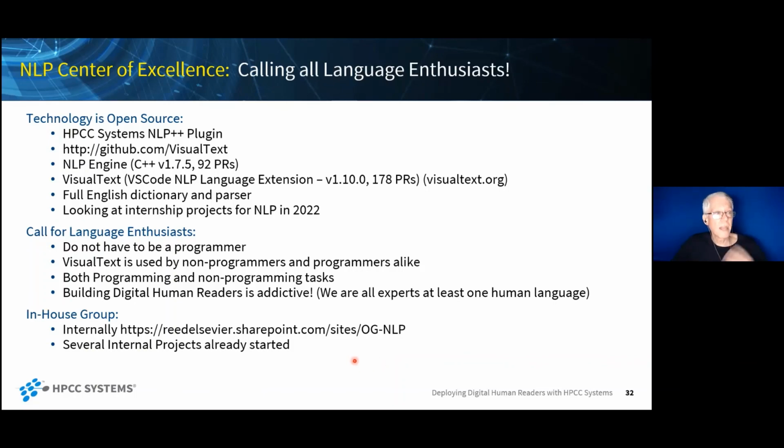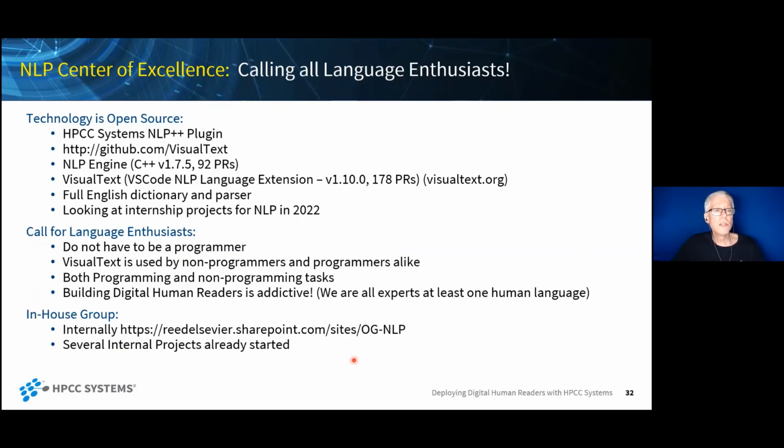We also, again, I'm calling for all language enthusiasts. You don't have to be a programmer to be part of the NLP Center of Excellence. Visual Text is used by non-programmers all over the world. We have people using it, and we have programmers alike using it, of course. And both programming and non-programming tasks exist. On my next slide, I'll tell you about some of those.